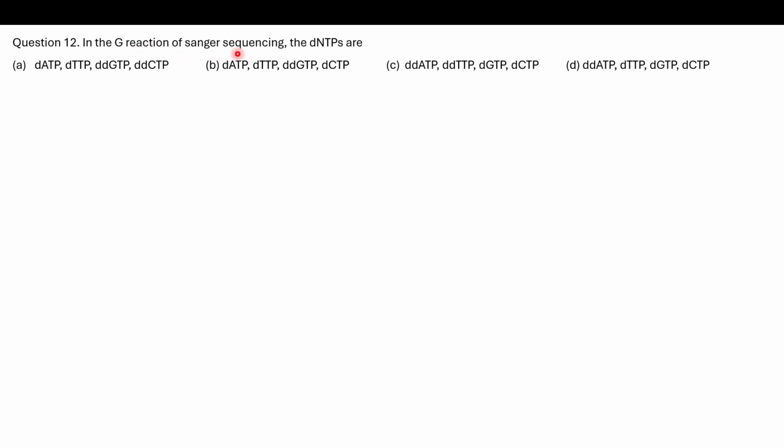So in the G reaction of Sanger sequencing, the nucleotides that are used are what kind of nucleotides? Which set of nucleotides? Can anyone try? So in G reaction, we are option B. Yes. So in G reaction, we are actually stopping the reaction after the addition of G residue, which has both the 2' as well as the 3' hydroxyl groups absent. Okay. So option B.